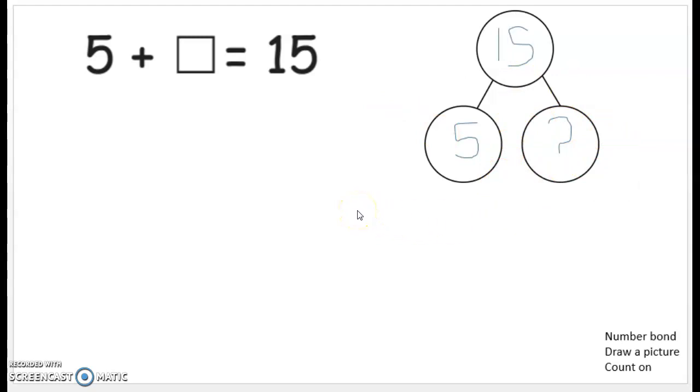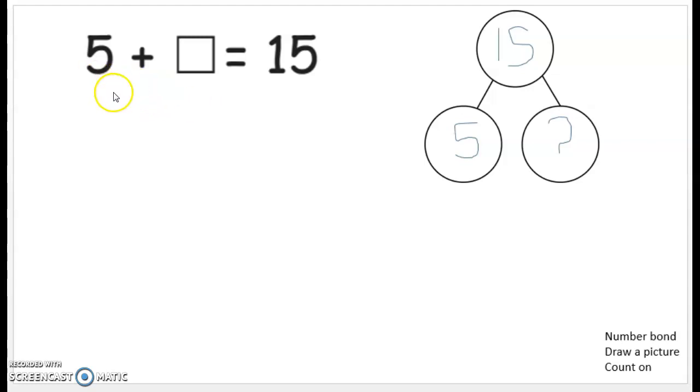A few ways to do that. Now that we've figured that out on our number bond, we could draw a picture. We could count on. Those are the two most common strategies that we could use. So we could think about this as an addition problem. We could think about this as a subtraction problem. The idea is that kids become fluid with these numbers. That just because we have a missing part, we're not going to let that confuse us.